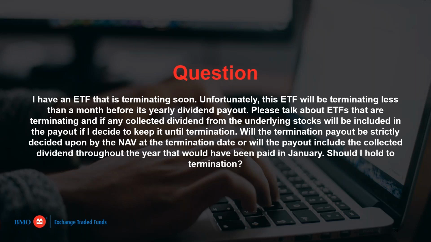Sure. So we are terminating a few ETFs closer to year end. And to be honest, it really doesn't make a difference if you hold it to the termination date or if you sell now. What happens at the termination date is that the money will go back into your account. So really it's your decision. If you want to control the exit, then you can sell. If not, you can hold.